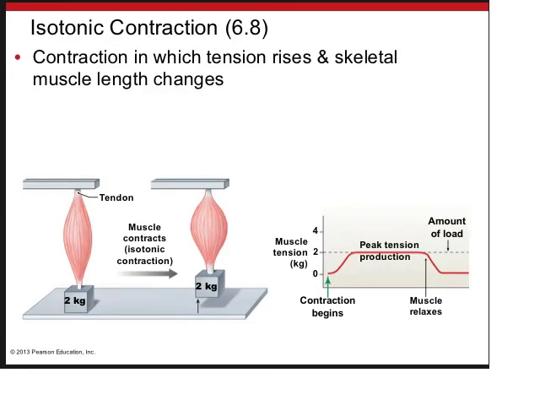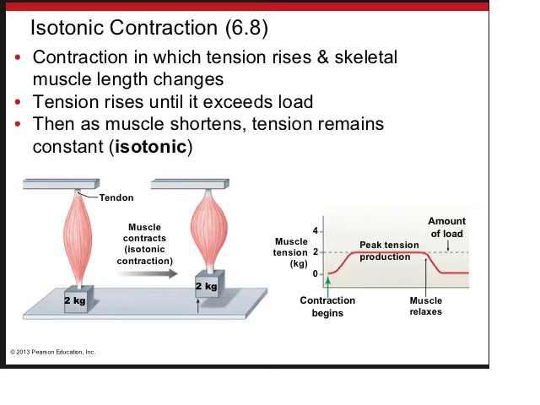In isotonic contraction, the tension produced is greater than the load on the muscle, and the result is that the muscle can shorten. The tension rises until it exceeds the load. When the muscle shortens, the tension remains constant, and this is why we call it isotonic. So here you can see where the contraction initiates. Here's the peak tension, and then the muscle relaxes. This is what most of us think about when we think about a muscle contracting, is the muscle in fact changing its dimensions. But that's not the only type of muscle contraction that muscle's capable of.